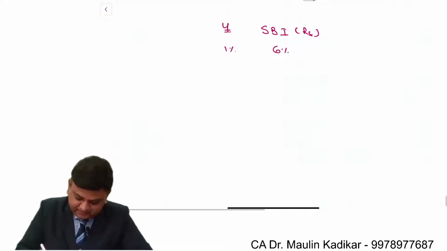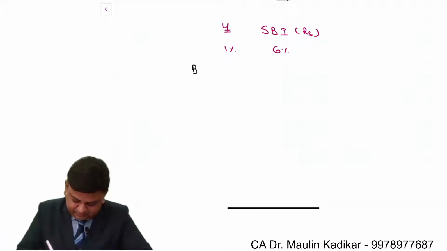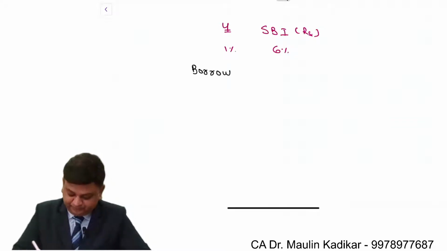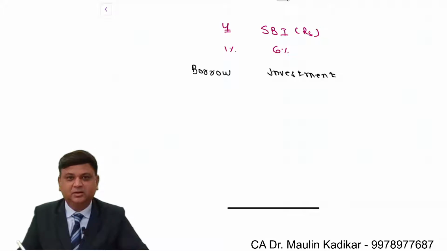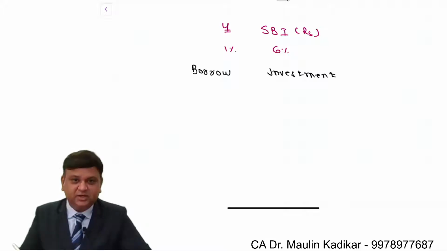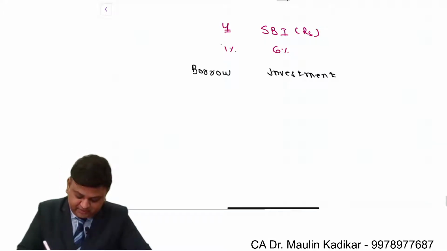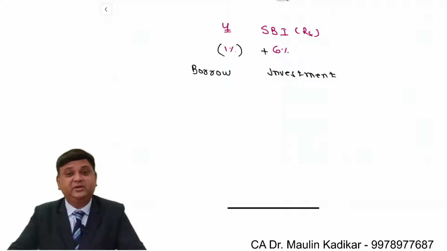I thought, let me borrow in yen currency and let me make an investment in rupee currency. Why? Because 1% is lower than 6 percentage. So by applying common sense, I thought let me borrow at the lower rate and let me invest at the higher rate. And with that I will be able to make a gain.